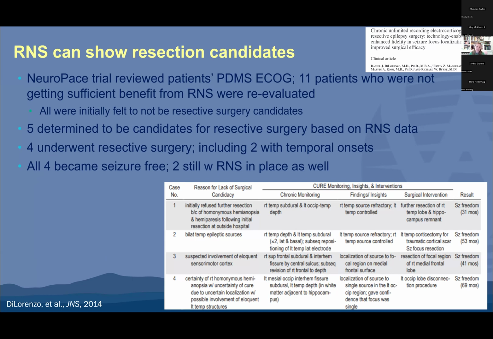This was one initial study of the patients who were in the NeuroPace RNS trial. They looked at 11 patients who were not getting sufficient benefit from the RNS. 5 of them were determined to be resective candidates based on RNS data. 2 of those were temporal onset patients, and they actually all became seizure-free. 2 of them still had the RNS in place, so oftentimes you'll leave the RNS in place even if you do a resection.